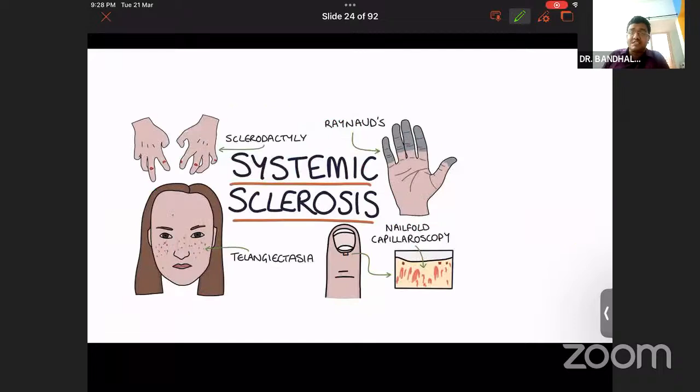In systemic sclerosis, we have discussed sclerodactyly, tightening of fingers, and Raynaud's. On the face, there will be telangiectasias, and in the nail fold capillaries, there will be changes.